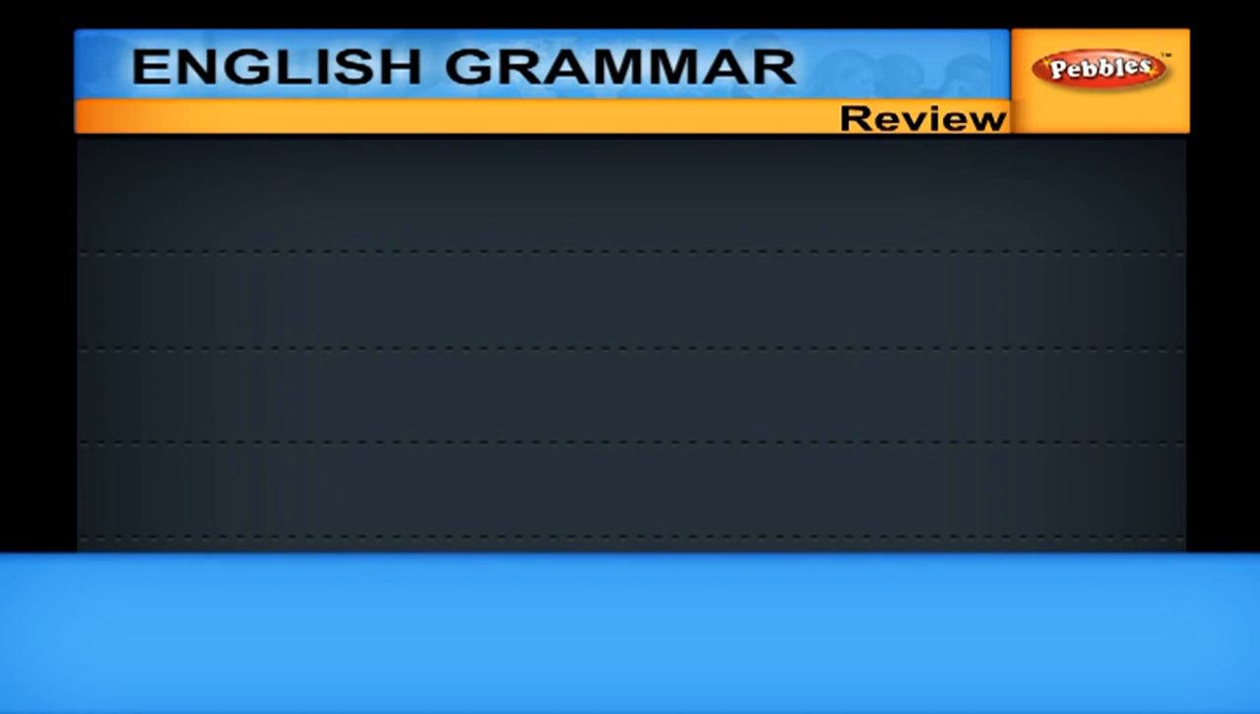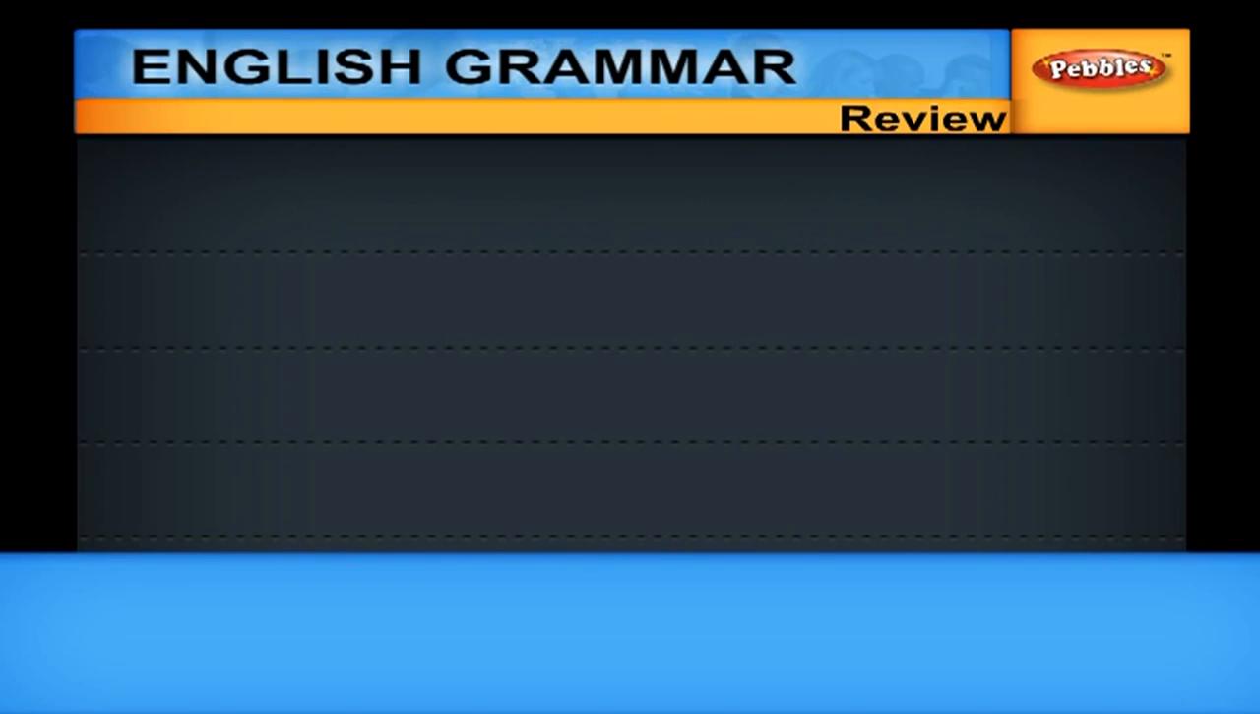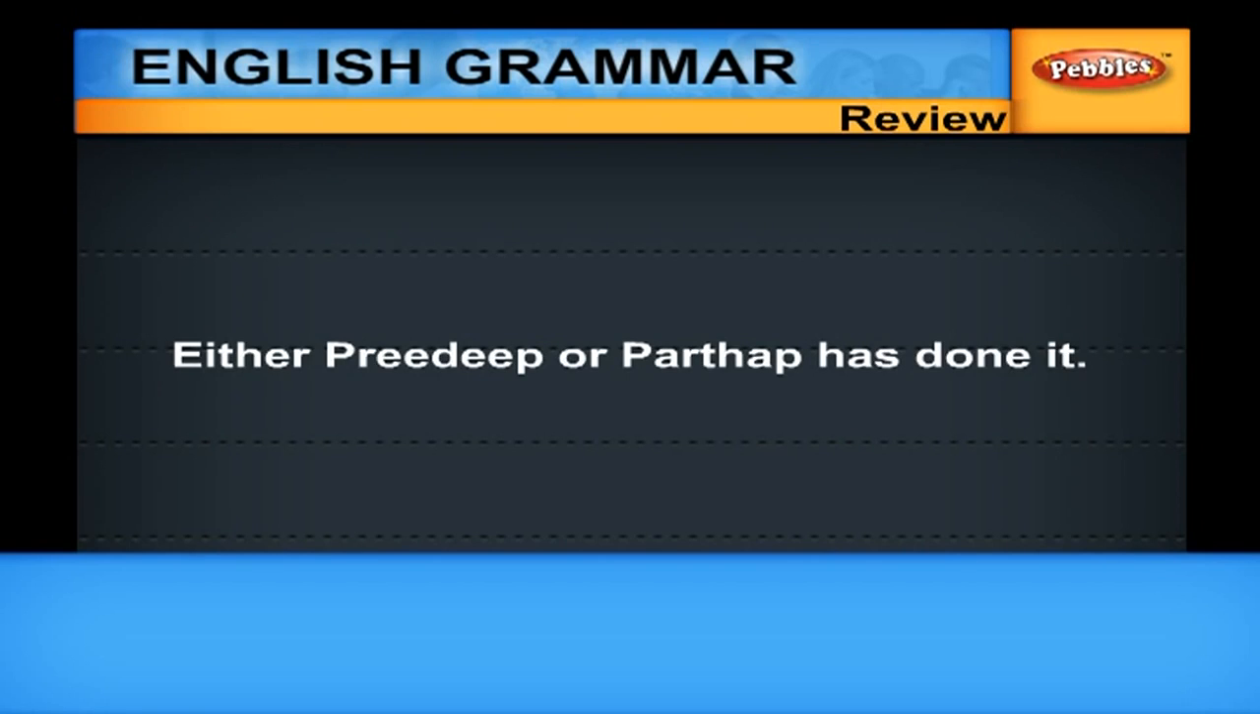Look at this. Either Pradeep or Pratap have done it. Either should be followed only by a singular verb. You have to say, either Pradeep or Pratap has done it.